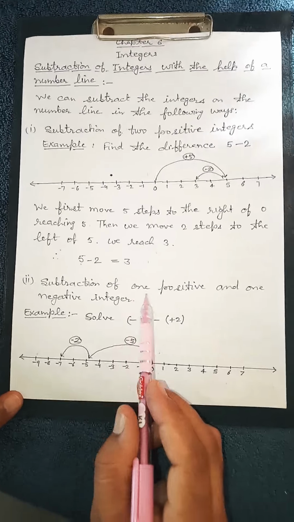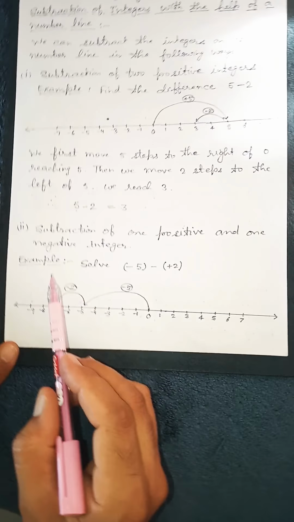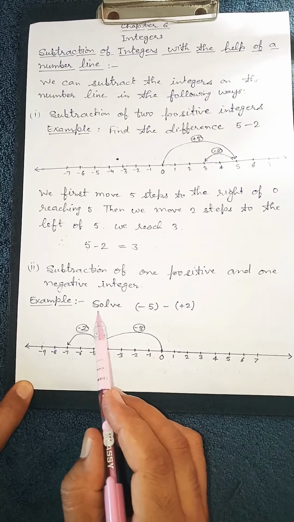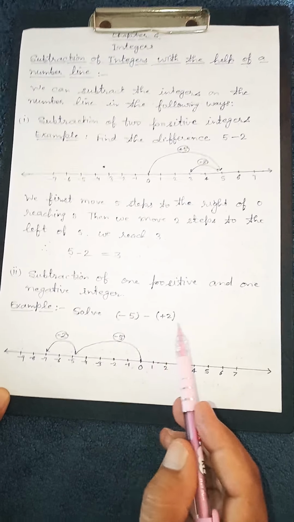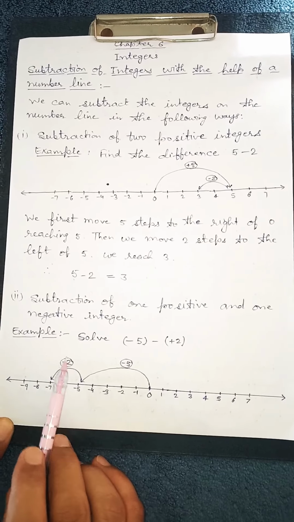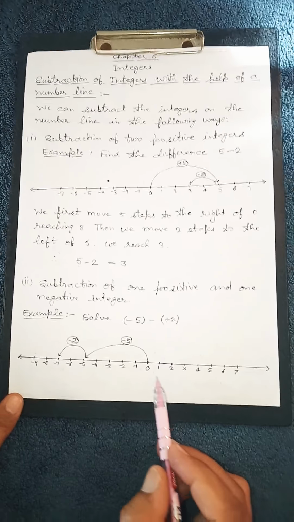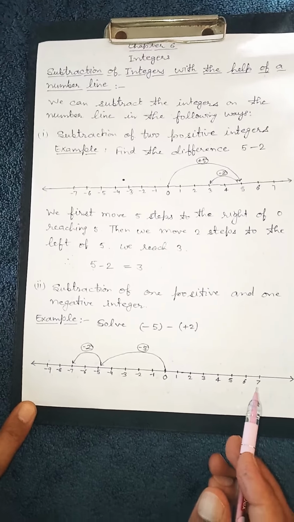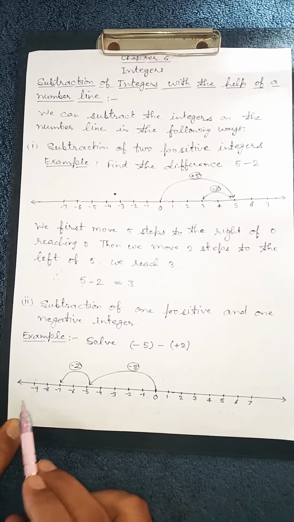Subtraction of one positive and one negative integer. To understand this, let's take an example. Solve minus 5 minus 2. To solve this problem, let's draw a number line in which positive integers are on the right side of 0 and negative integers are on the left of 0.